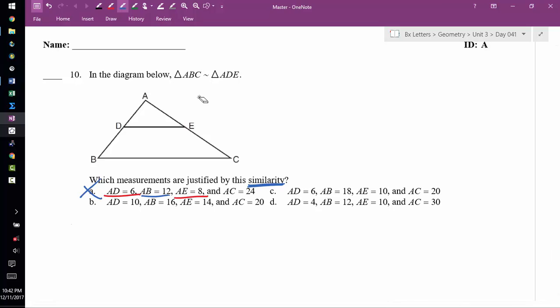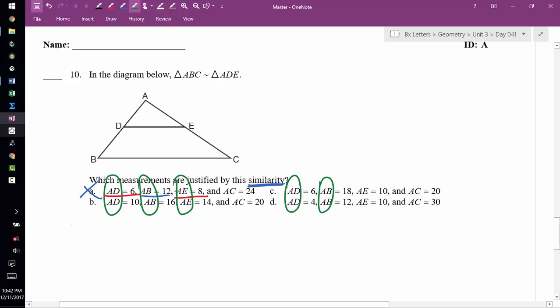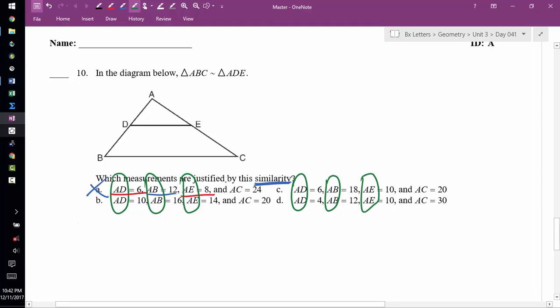Because what I notice is AD is the first one, AB is the second one, AE is the third, and AC is the fourth. So this is all the same setup, which is really nice of them to do.